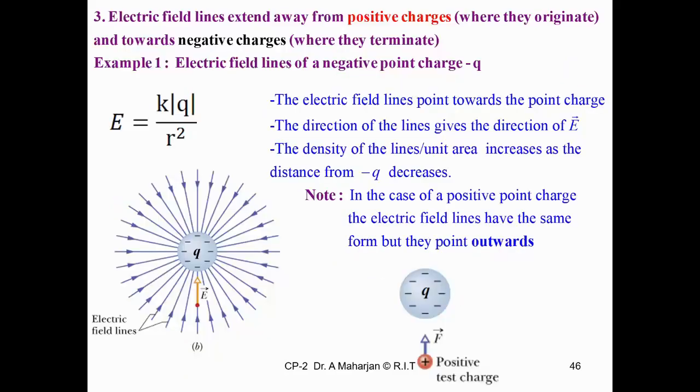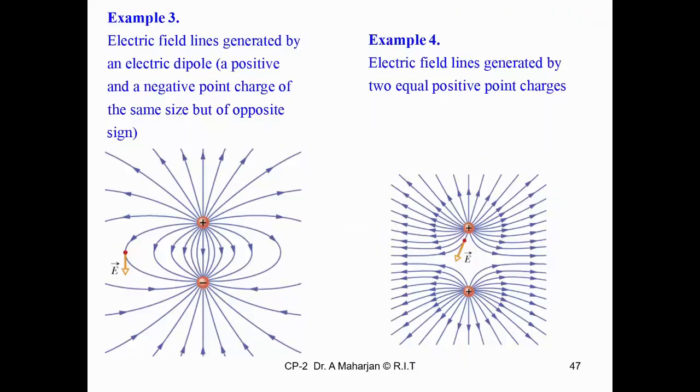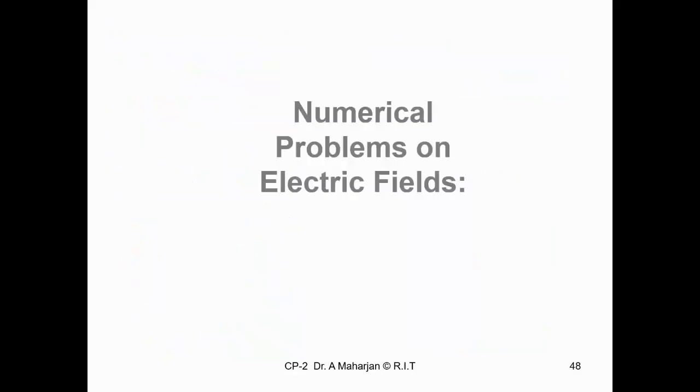And here are some examples. I already showed you. This is the electric field for point charges, and this is the electric field pattern for a dipole, a positive and negative dipole. This is for two positives. They will repel, as you can see. And I will be showing some example problems.